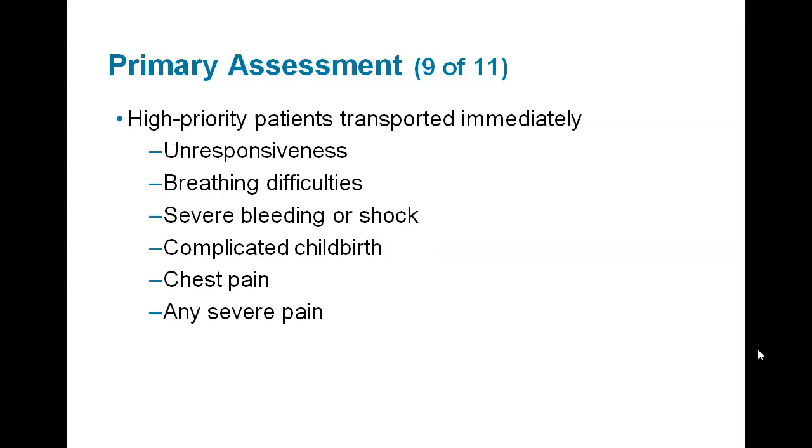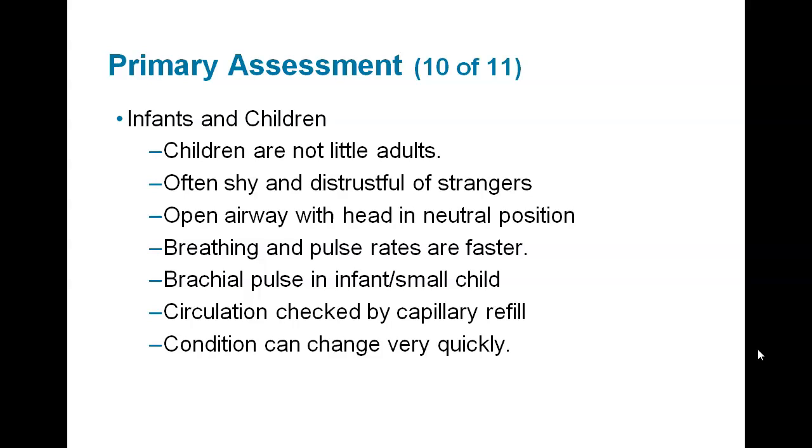Okay, these are going to be some examples of high priority patients that need to be transported immediately. If the patient is unresponsive, if they are having difficulty breathing, if they have any severe bleeding or shock, a complicated childbirth, that would be like if the baby is being born breech, if the umbilical cord is presenting first. You'll learn a little bit more about that in the childbirth chapter. If they are having chest pain or any severe pain, they are considered high priority patients.